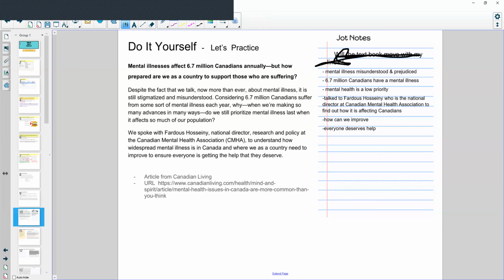Okay. Mental illness is misunderstood and prejudiced. Kind of replace the word stigmatized with prejudiced. It's a little more common word. 6.7 million Canadians have a mental illness. That's an awful lot. Mental health is a low priority. When they said mental illness is prioritized last, that's what they're meaning.